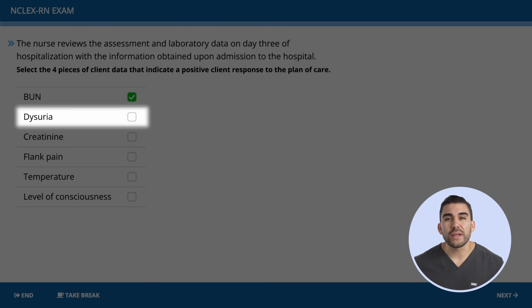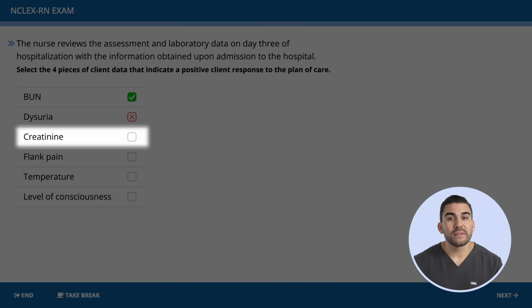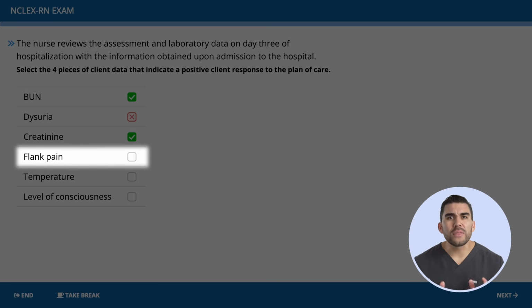What about dysuria? Well, the client still has continued discomfort and it does not indicate improvement. How about creatinine? Well, now it's down to 1.2 and it was at 1.5. So this one is getting better. What about the flank pain? Well, the presence of flank pain would not be considered an improvement because the client still has it.